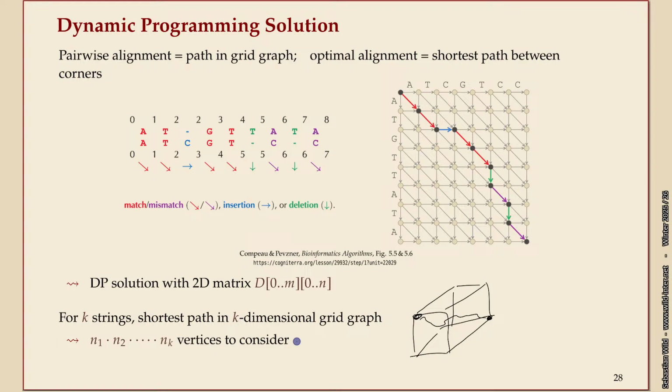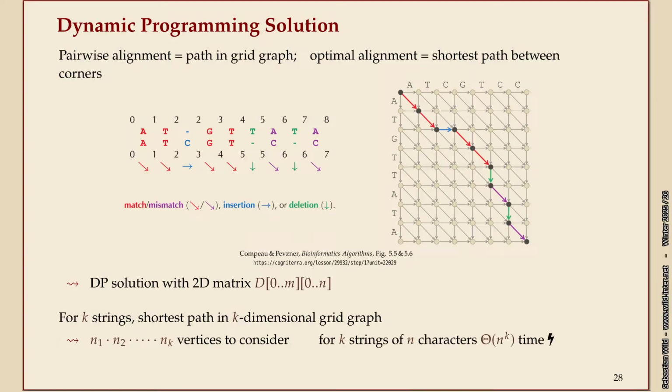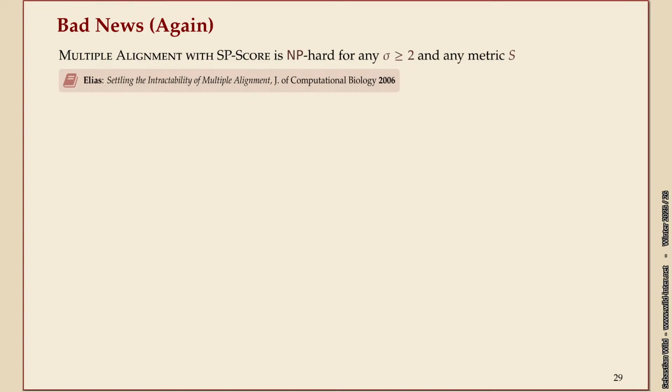Another way to say the same thing: if you count the number of vertices in this graph that we're trying to find shortest paths in, that number is roughly n to the k if the strings have length n and we have k strings. So you can do this for a few sequences, maybe a handful is fine, but it quickly explodes. So that seems like we can't do this. And maybe not so surprising if you think back to what happened with the motif finding problem. This is an NP-hard problem in the general case.